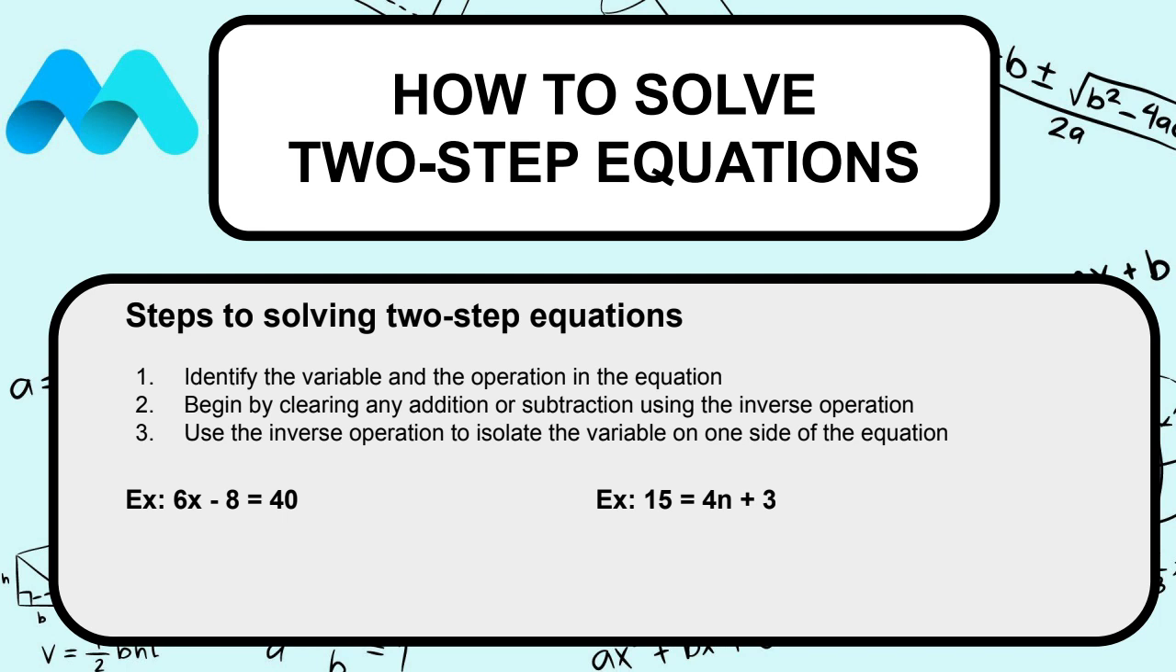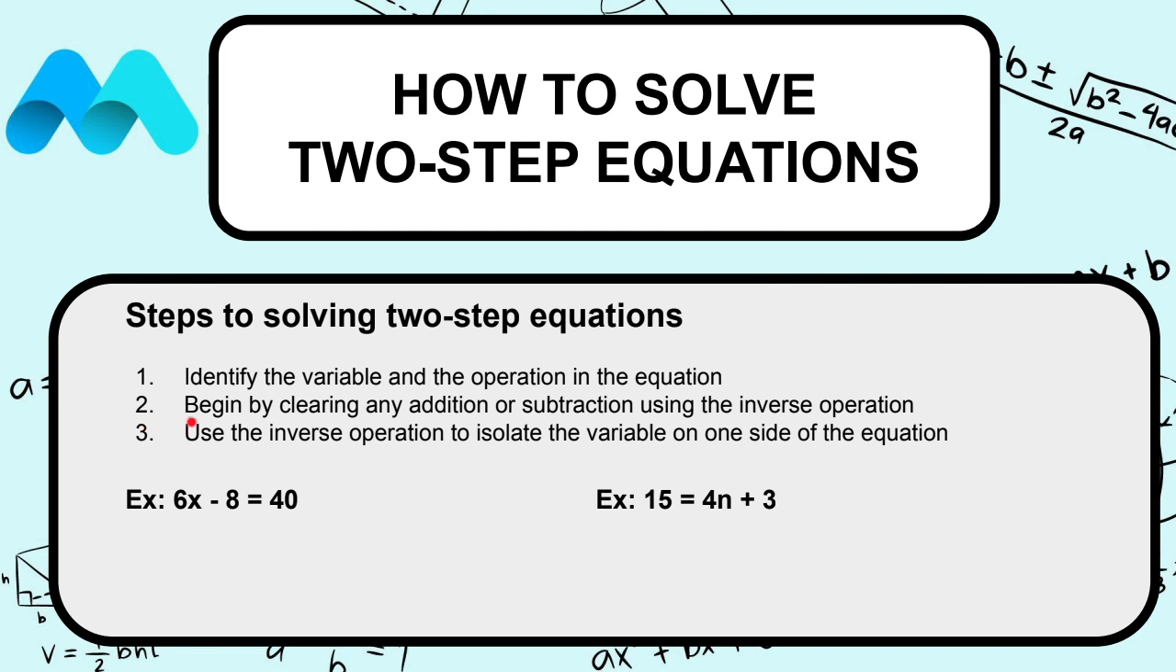All right, so let's get right into the work. Step number one says to identify the variable and the operation in the equation. So let's look at our first example, which is 6x minus 8 equals 40. We're going to identify the variable first, which is x, and the operation, which is subtraction. So that's step one, done already. That's the one I add in, and again, that's the one that's going to help you down the line when you're working in more advanced math.